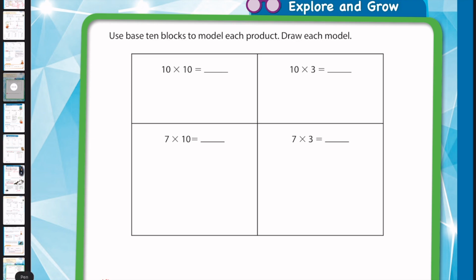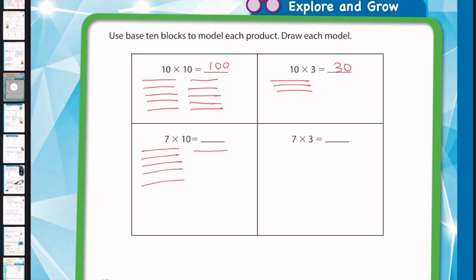We know this long represents 10, and 1, 2, 3, 4, 5, 6, 7, 8, 9, 10 longs of 10, which is 100. And 10 longs of 3. 1, 2, 3 tens, which is 30. Then 1, 2, 3, 4, 5, 6, 7. 7 tens are 70. And 1, 2, 3, 4, 5, 6, 7 rows of what? 3. It's going to be 21. Alright, so it was easy.